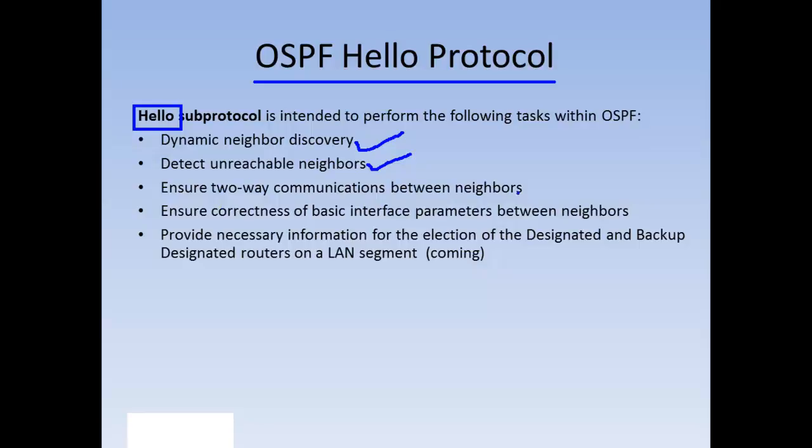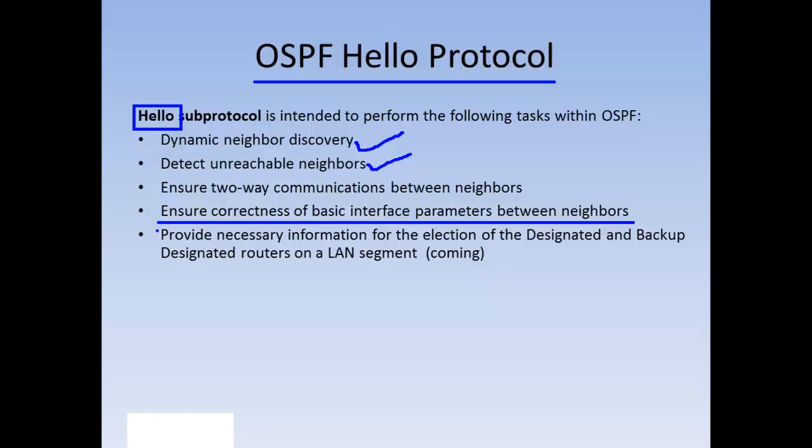Ensure two-way communication between the neighbors: sending the hello, getting the acknowledgement, means that the neighbor is in proper condition or not. Ensure correctness of basic parameters, interface parameters. The two interfaces that are connected get to know about that particular interface status. In the next slide I will explain the different parameters that ensure these are correct or not.